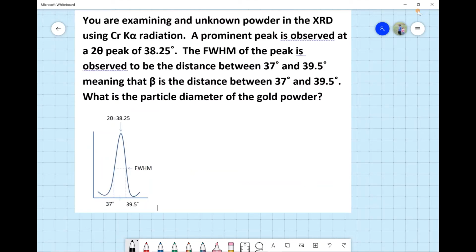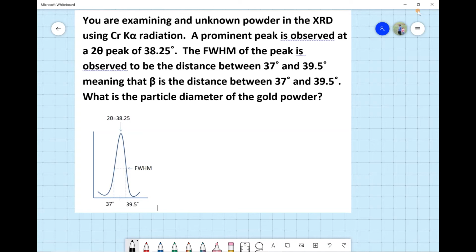All right, so here's an example Scherrer equation problem that we want to work out. I didn't talk about it on the previous slide, so I should probably go over it again, or at least read it to you. You're examining an unknown powder in the XRD. You're using chromium K alpha radiation, so that's interesting. You can see my grammar check kicking in.